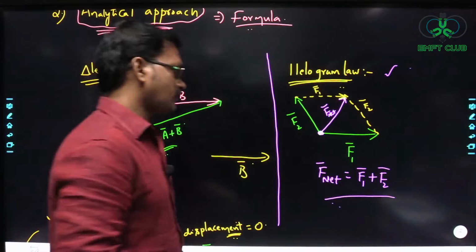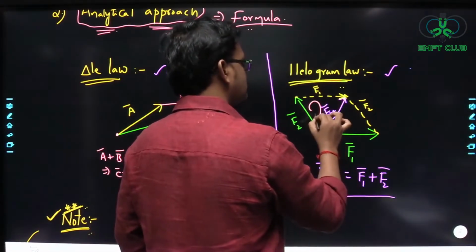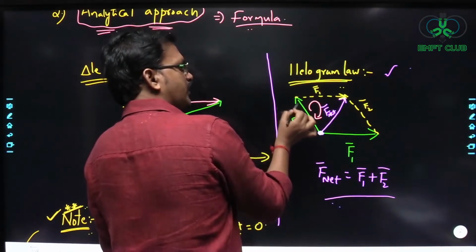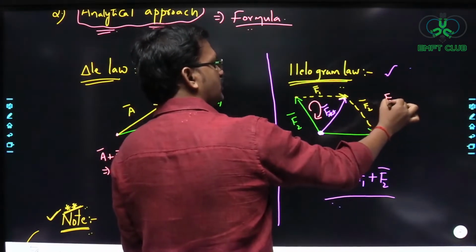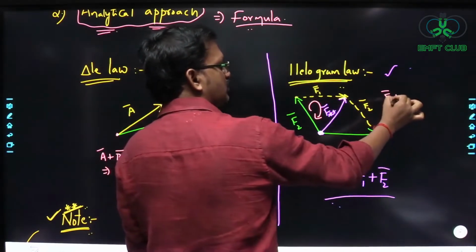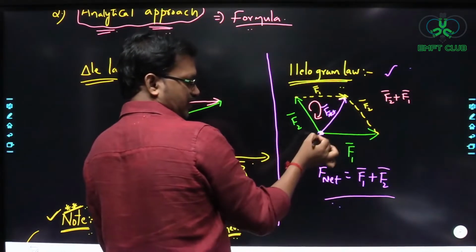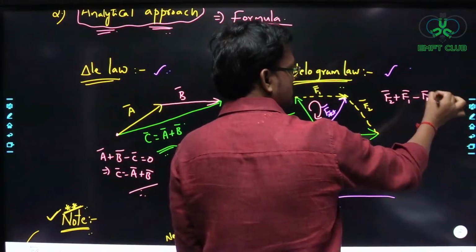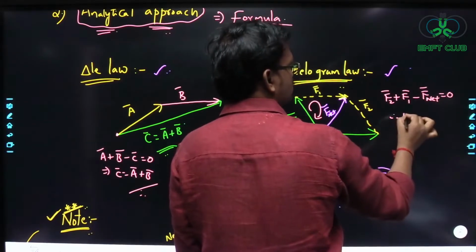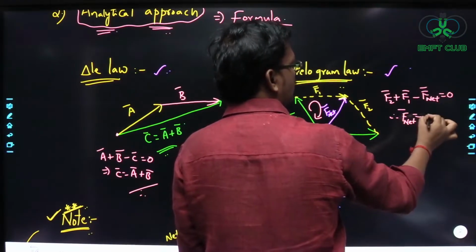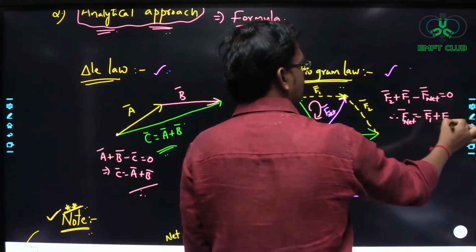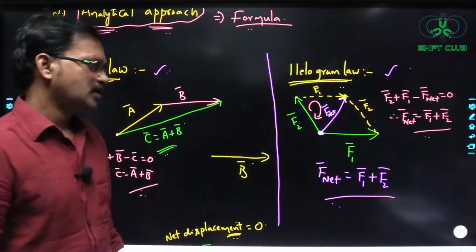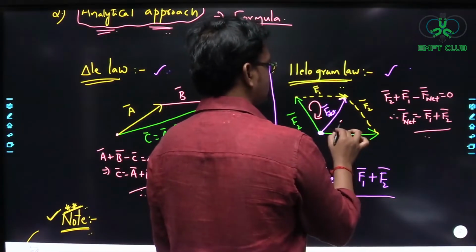Here also you can take this closed path. Start from here. If you are moving along the direction of the vector, you get f2 bar, and here it is f1 bar. And here you are moving against the direction of the net force, so that is minus f net. This must be equal to 0. Therefore the net force is f1 bar plus f2 bar.